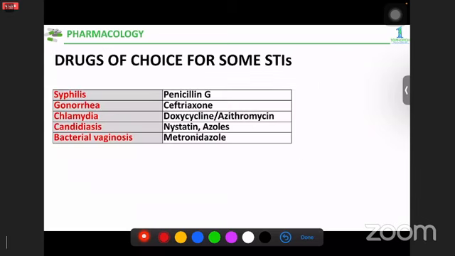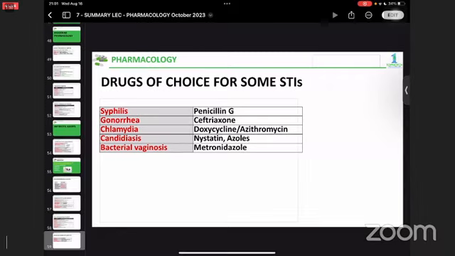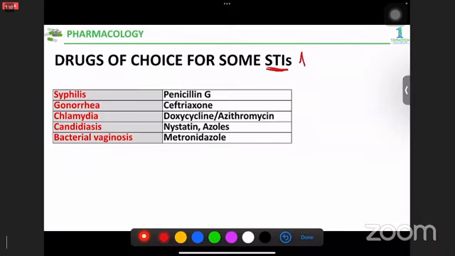Gusto ko i-emphasize, drug of choice for sexually transmitted infections. So kahit anong subject, basta micro or STI, tatanungin yan sa boards. Again, tatanungin yan sa boards. So pwede sa IM, OB, pedia, not naman siguro pedia, pero micro, pharma, they usually ask for sexually transmitted infection.